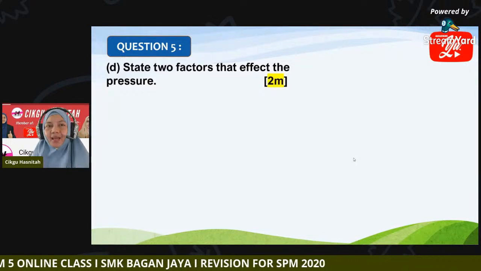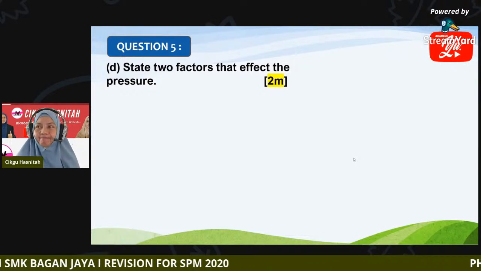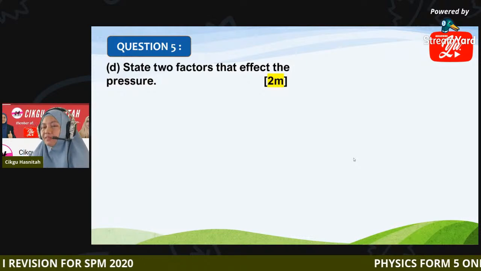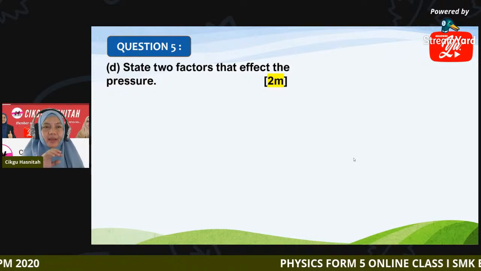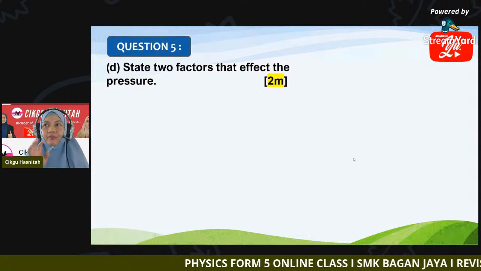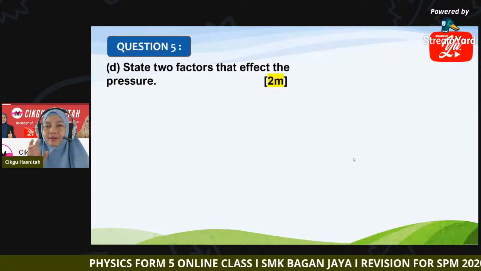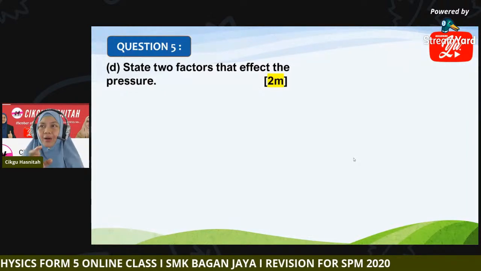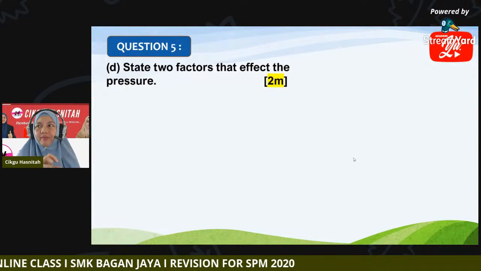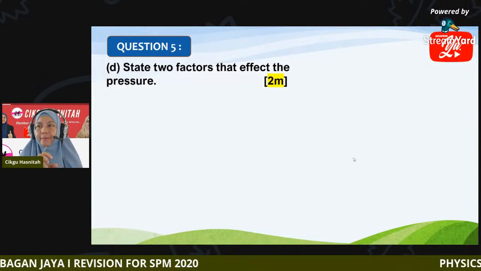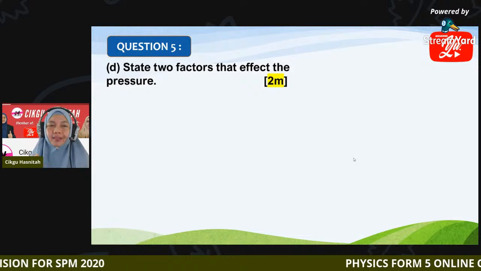Okay, are you clear about C, class? You have to read the question carefully, then only do the calculation. Now how about D? State two factors that affect the pressure. So what factors affect pressure?